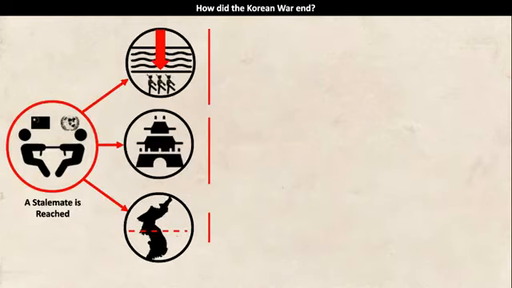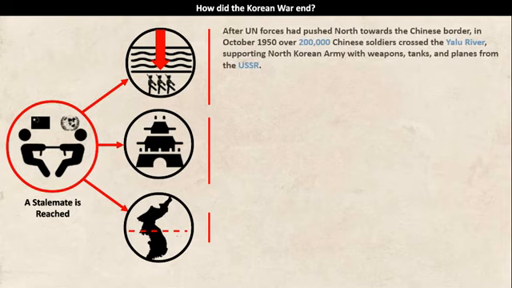Let's begin by looking at how the two opposing sides ended up in a stalemate, with one force unable to overcome the other. After UN forces pushed north towards the Chinese border in October 1950, 200,000 Chinese soldiers crossed the Yalu River, the river that divided China and North Korea.